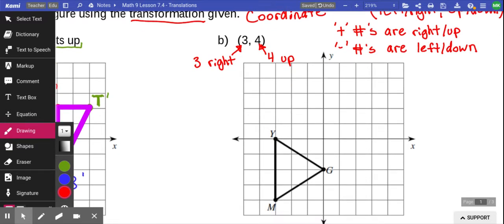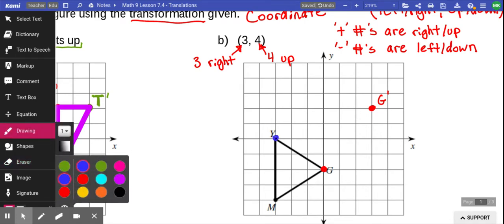I'm going to go to my shape and I'm going to do exactly that. I'm going to start with point G over here. Doesn't matter which point you start with. I'm going to go 3 to the right, 1, 2, 3, and then 4 up, 1, 2, 3, 4. So I now have this point right here, G prime. Beautiful. I'm going to keep doing that.